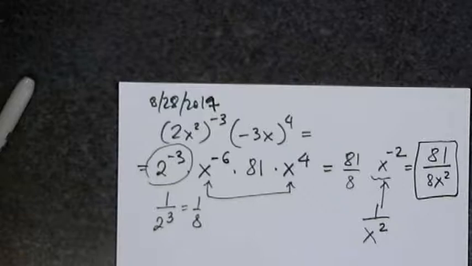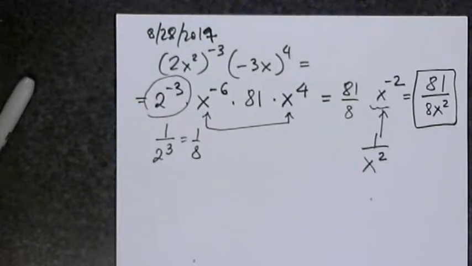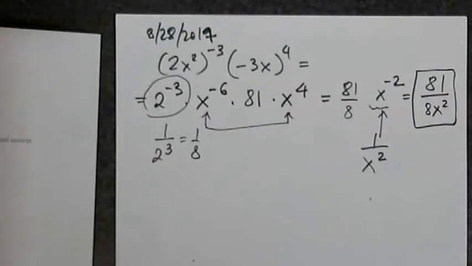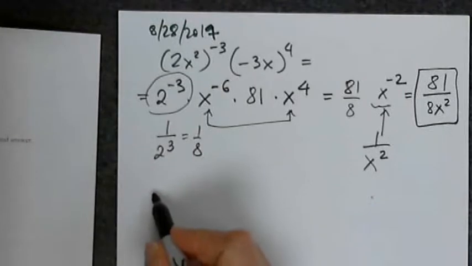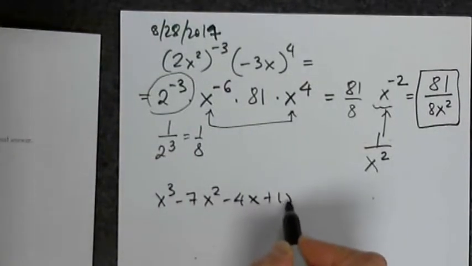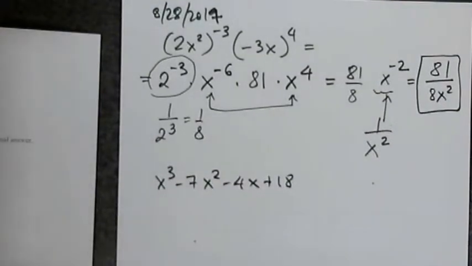Any questions on this problem, please? Okay, we are working on E, correct? Which is x to the 3rd minus 7x squared minus 4x plus 18. We're asked to factor completely.